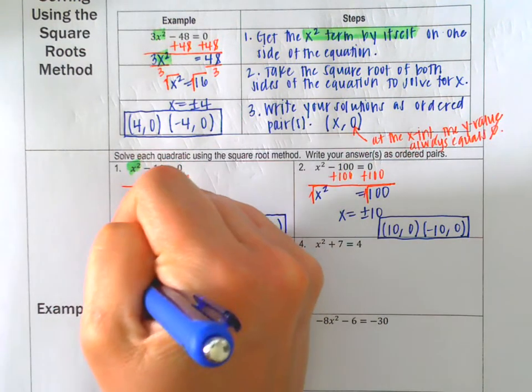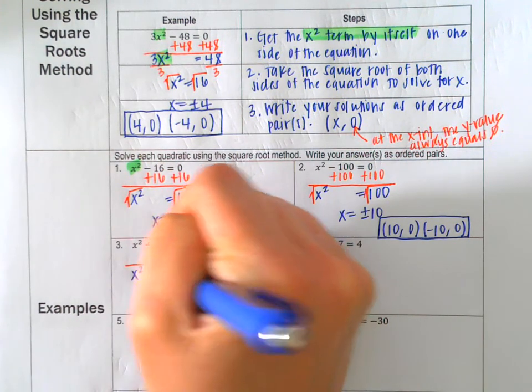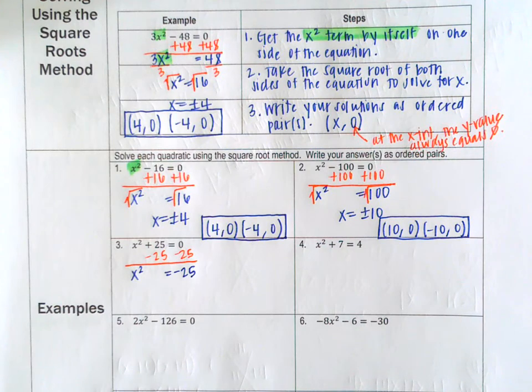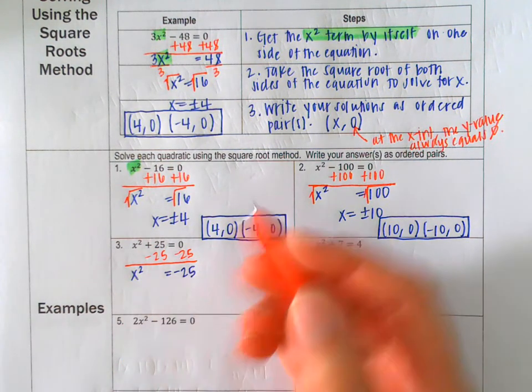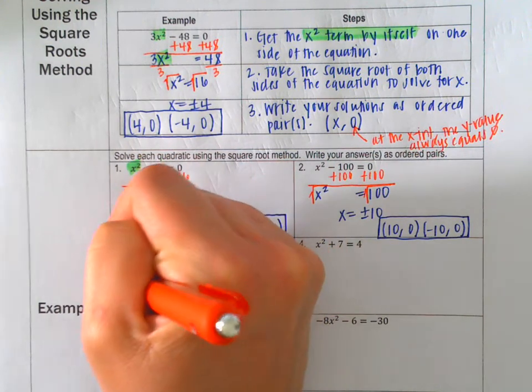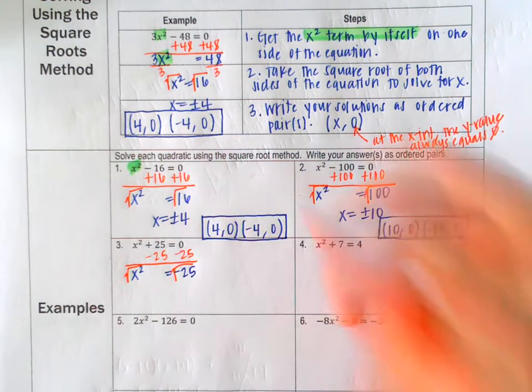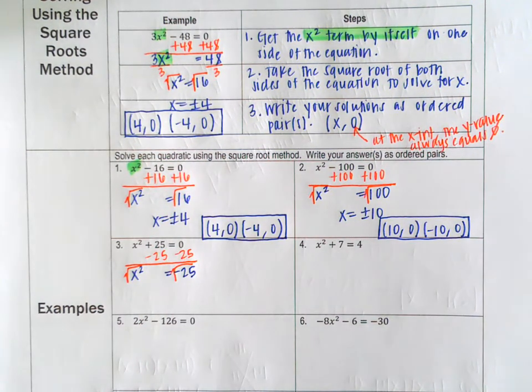And I get x squared equals negative 25. So then to undo the square, I want to square root both sides. Now, here's a problem. What's the square root of negative 25? Well, we can't take the square root of a negative number. There's no two exact same numbers that are going to multiply together to get me negative 25.